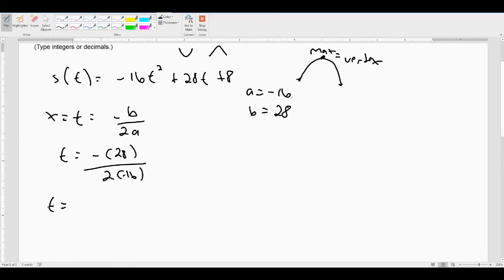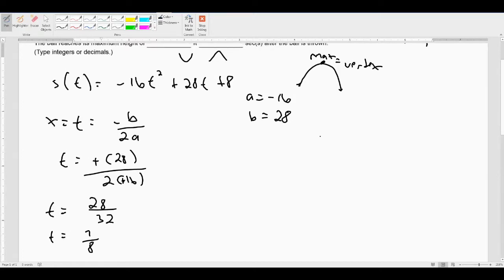We get t equals, notice the negative and negative divided, that becomes a positive. That becomes 28 over 32, and that reduces down to 7 over 8. Now we want to find the s value, or it's actually the y value, but in this case that's our s, and we want to find s of 7 over 8, which means everywhere we have a t, we put 7 over 8.